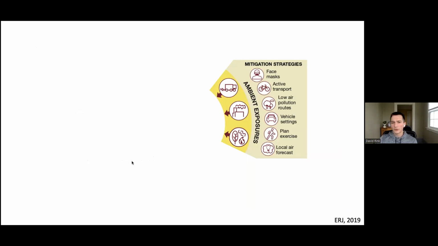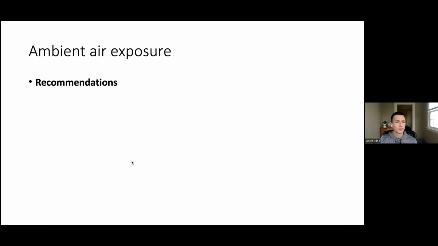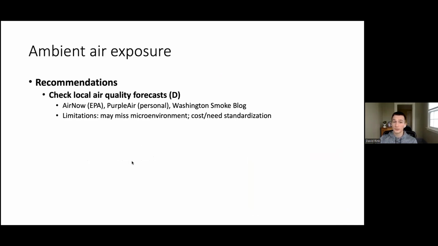Next, we're going to look a little bit closer at ambient air pollution mitigation strategies. And these broadly fall into three categories. The first is really just air quality awareness. And this can come from regulatory monitors such as AirNow, which is the EPA-driven website, or, for those who are interested and have the resources, you could get a personal monitor, which companies like PurpleAir produce. There is wildfire smoke specific information that is available here locally at the Washington Smoke blog. And they offer reports and forecasts from a variety of sources.